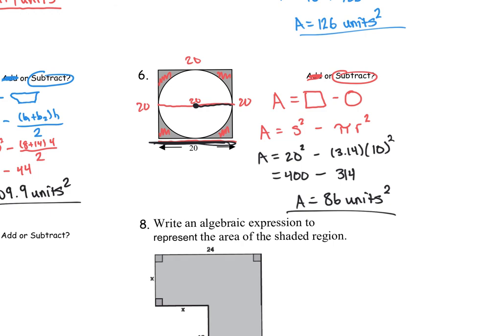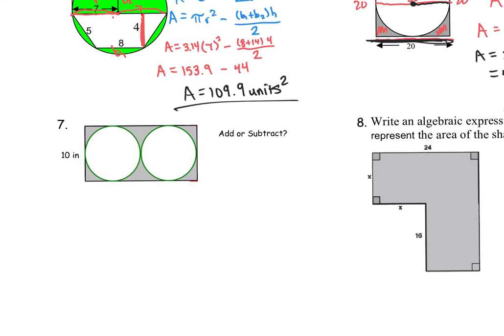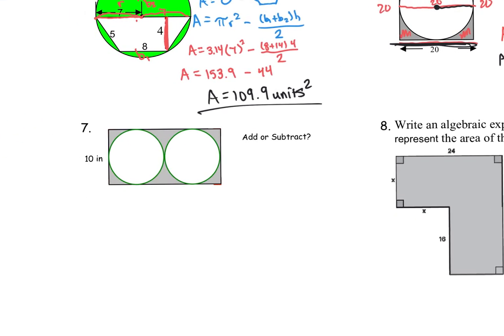All right, we only got two more left. Let's move on to number 7. Again, we're going to find the area of the shaded region. And this time you'll notice that we have two circles coming out of this rectangle. It's a rectangle with two circles being removed. So we are going to have to subtract again.